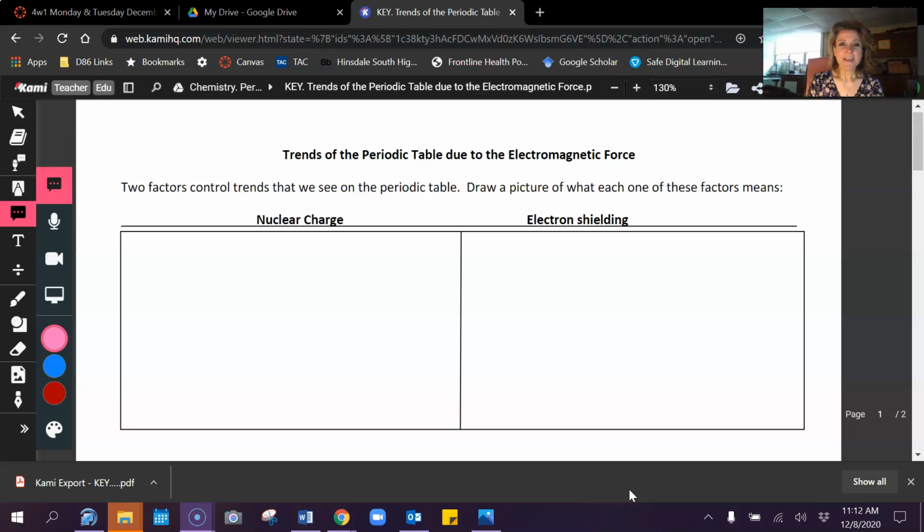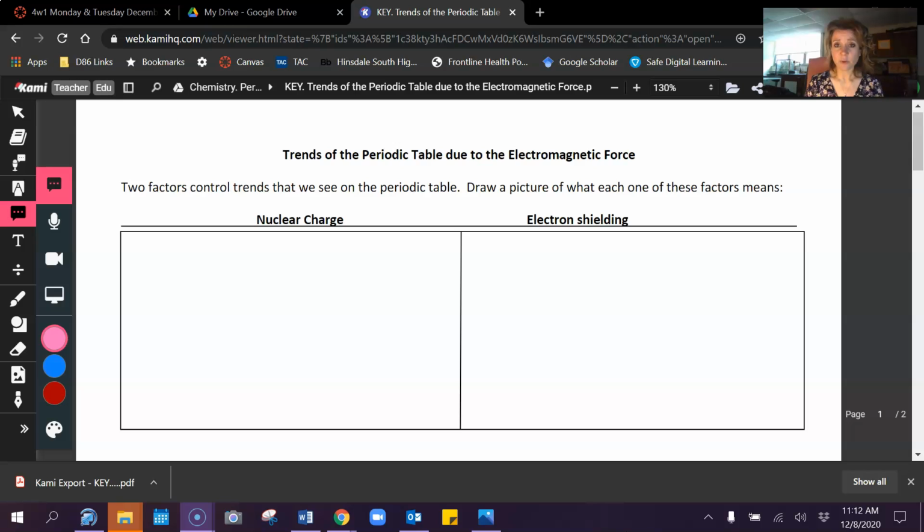Hello, chemistry students. This is a key for the trends of the periodic table due to the electromagnetic force. I thought that it would be valuable for you to hear how I think through problems like this and arrive at the correct answers.